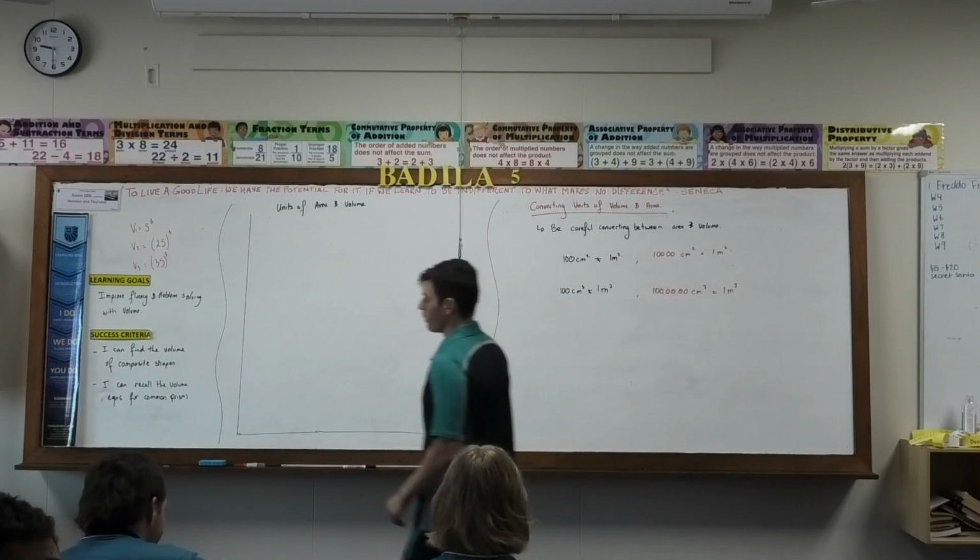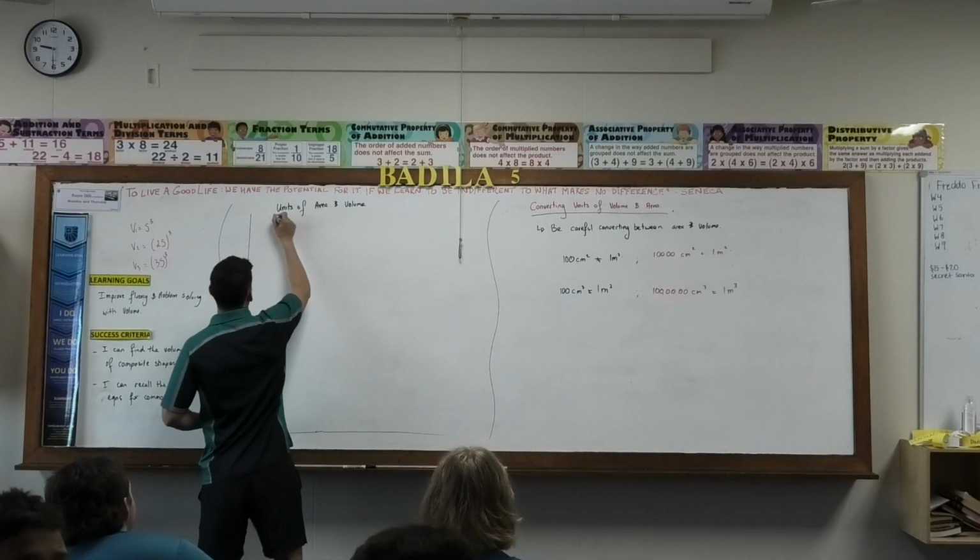We're going to talk about units of area and volume first, and then we're going to talk about converting amongst them.